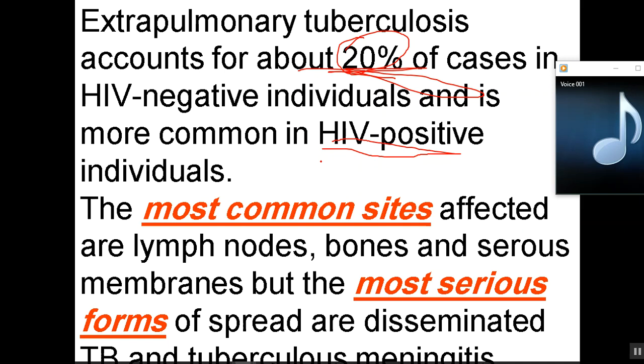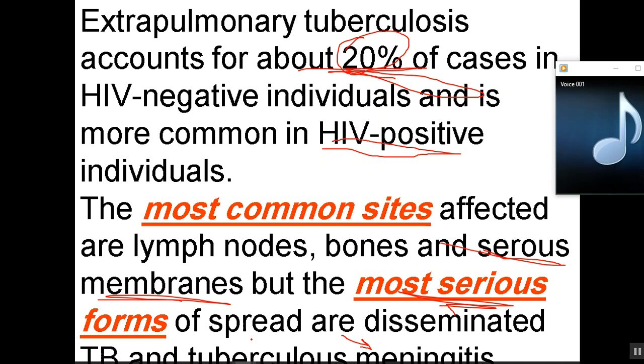The most common sites are lymph nodes, bone, and serous membranes. Serous membranes means pericardium, pleura and peritoneum. The most serious one, with a high mortality rate, is TB involving the meninges. Even with healed patients, we have sequelae of fibrosis of the meninges.